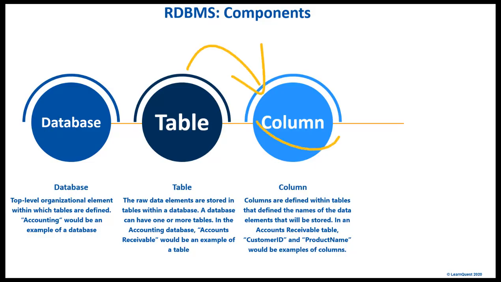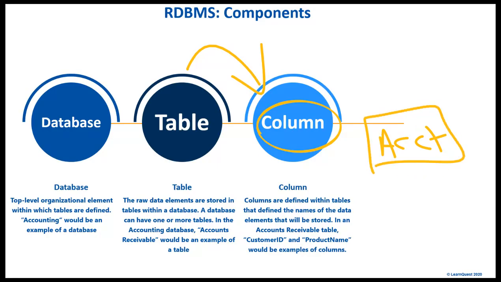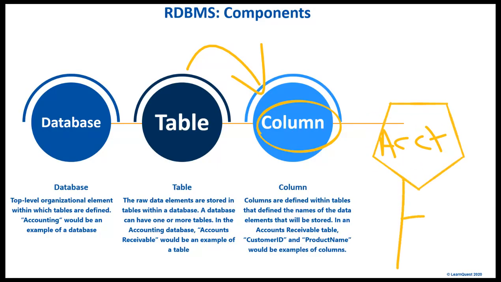Once a table has been defined, the column is next. Columns are defined within tables, and they're the ones that actually store the data. For example, in our accounting database, which would be at the top level, underneath that, I would have an accounts receivable table, and underneath that, I would have a customer ID column.